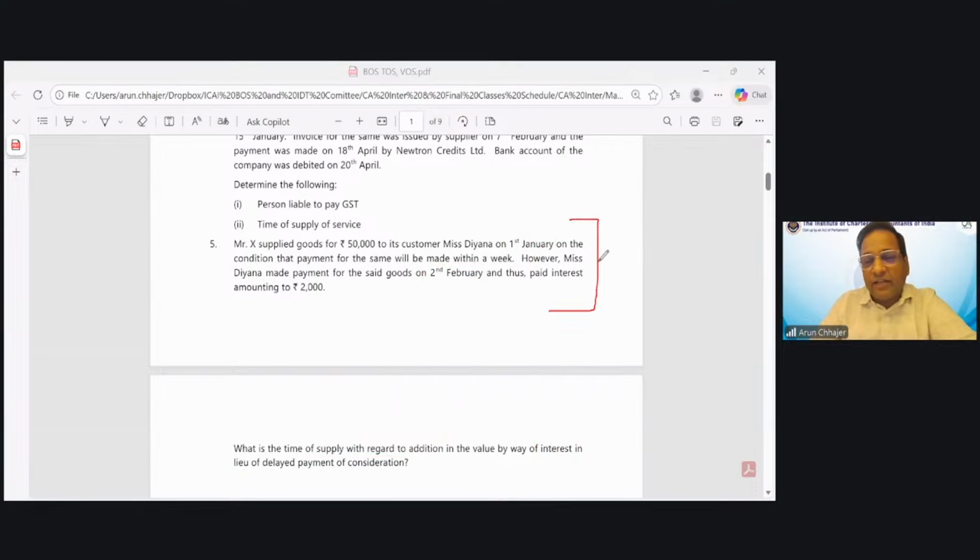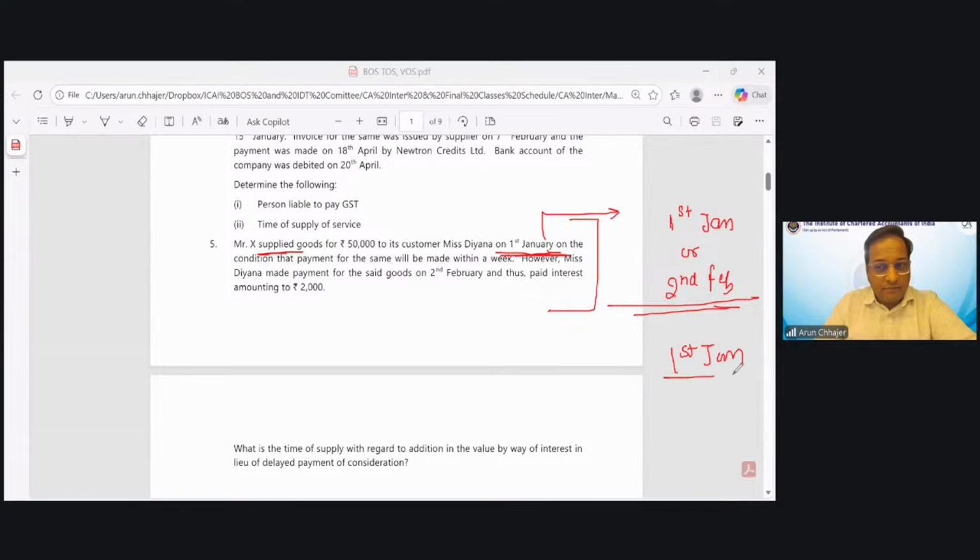Okay, you want goods also? So the date of removal of the goods becomes the last date to issue the invoice. Can I say this? He has supplied the goods on 1st January, so it becomes the last date. So one is the 1st Jan, and what is the date of payment? 2nd Feb, whichever is earlier, 1st Jan. Agreed?